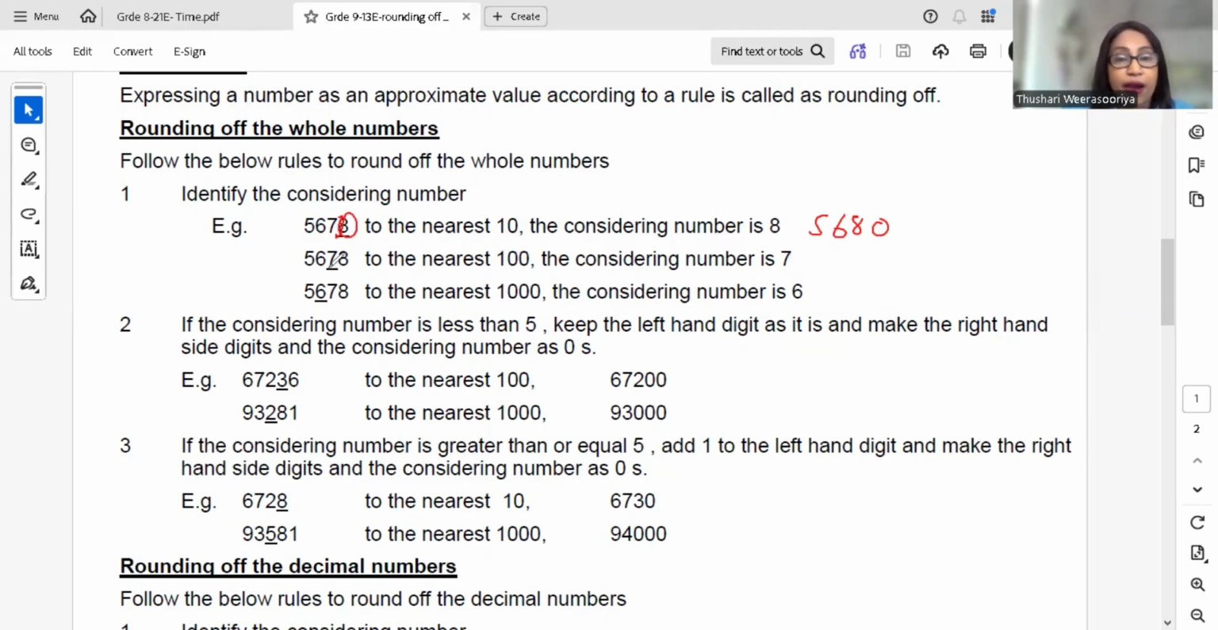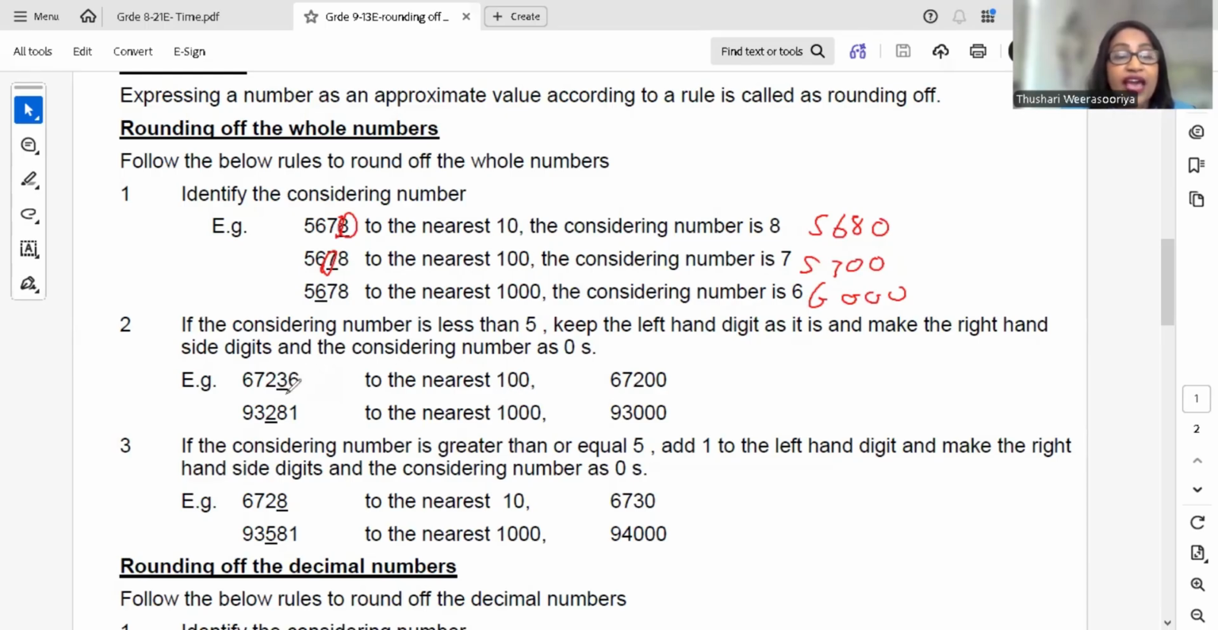That is the second number. That is 7. 7 is greater than 5. You add 1. That is 5,700. Nearest 1,000: the considering number is 6. You add 1 to the front number. 6,000.